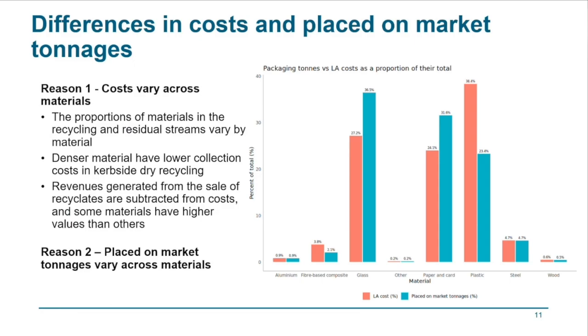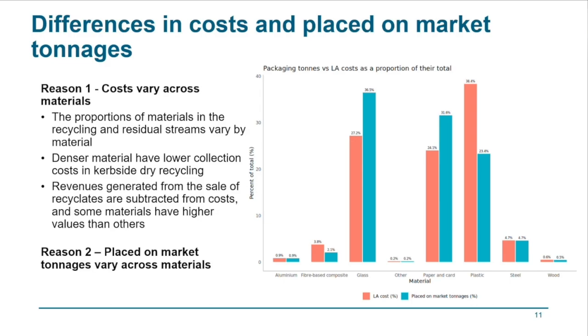First of all, this is because costs vary across materials, and this is presented in the figure to the right. LA costs vary due to the proportion of materials in the recycling and the residual streams varying across materials. A further contributing factor is the fact that denser materials have lower collection costs in curbside dry recycling. And finally, the revenues generated from the sale of recyclates are subtracted from the costs. And since some materials have higher values than others, this further impacts the calculation of costs across materials.